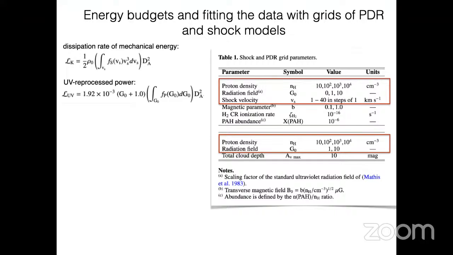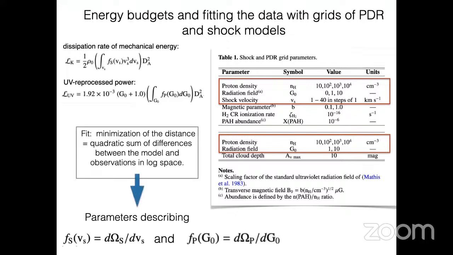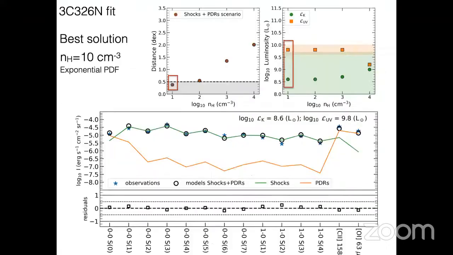Okay, we have grids of Meudon PDR models for radiation and shock models from the Paris-Durham shock model. So we explore different ranges of densities, radiation fields, and shocks. And we basically fit those line emissions in a log space of intensities. The aim of that is basically to constrain the probability distribution function of those solid angles of shocks and PDRs. And here are the quite surprising results.